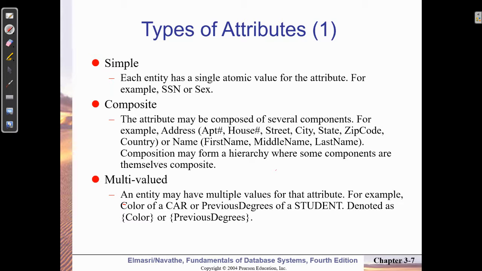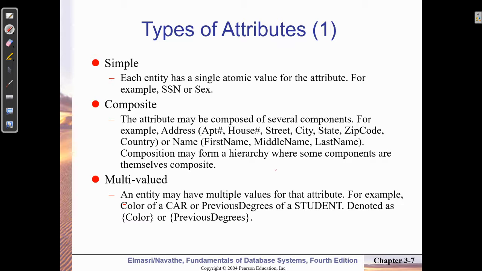Coming to the next one, composite. The attribute may be composed of several components. For example, address. The address attribute may have string values and it may have integer values. For example, apartment, house, street, city, state, zip code, country. These are composite attributes, which don't have a single atomic value but are composed of several components.